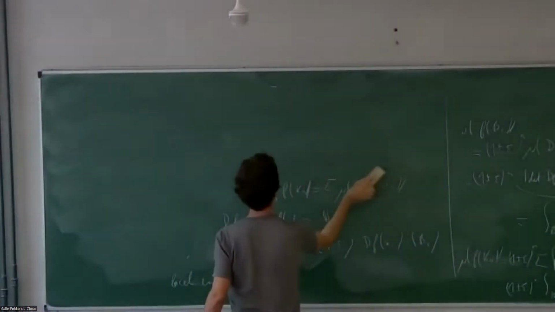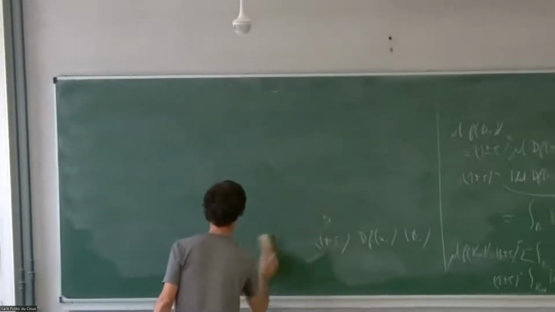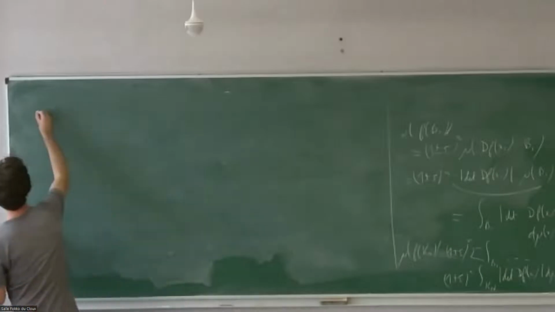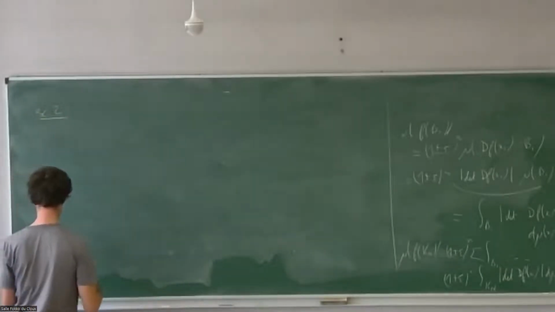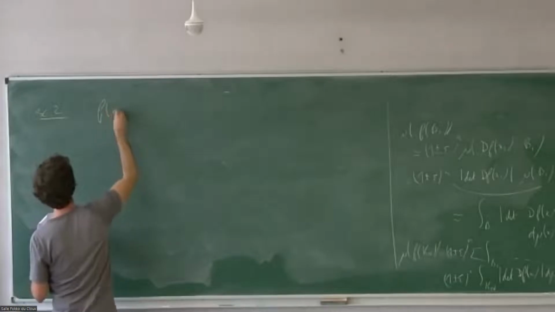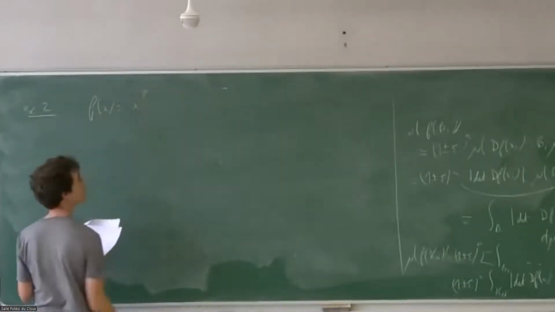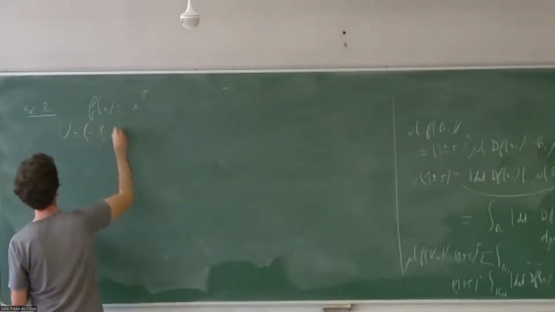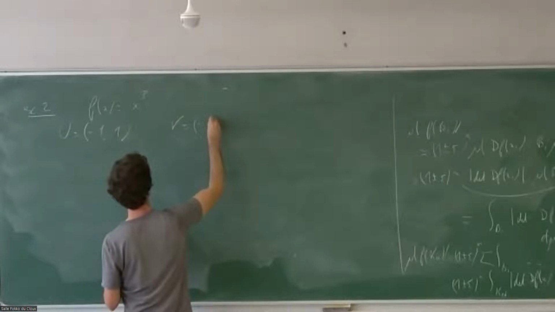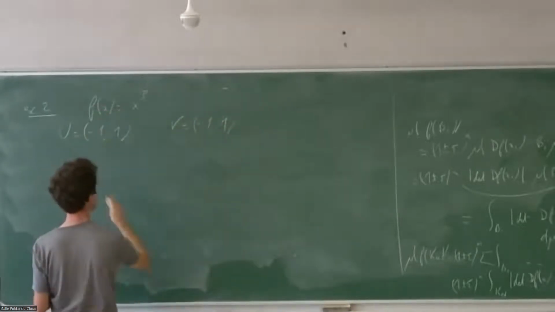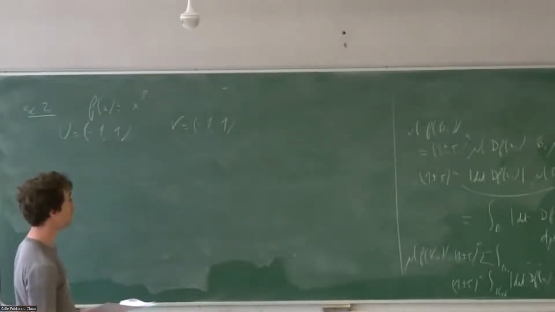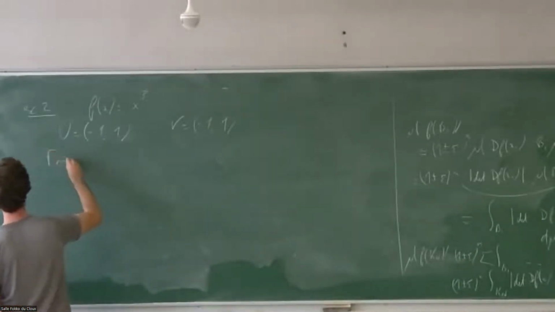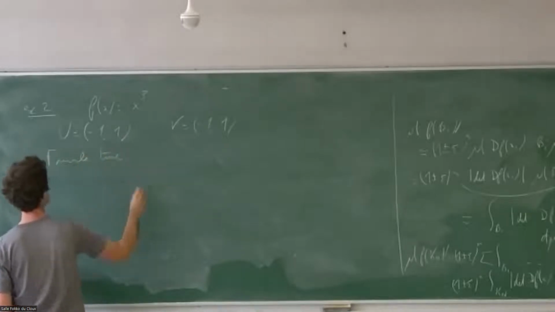So here is another example. Take one dimensional, take f of x equal x cubed. And U will be -1, 1, and V will also be -1, 1, the image of U under this map. And then the change of variables formula is still true.